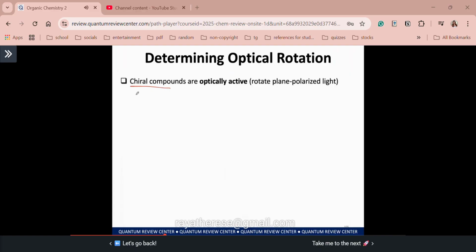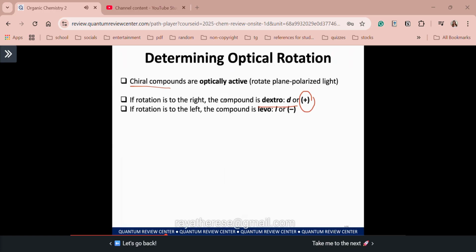So let's check ha. Ayan, for our determination ng optical rotation, particularly we subject here in our experiment your chiral compounds, because they are optically active, meaning they can rotate plane polarized light. Diba? So if the rotation is to the right, dextro or the positive symbol. Okay? If it's to the left, levo. L for left, negative symbol. Okay? So what happens if in our mixture we have equal amounts of your dextro and levo compounds?